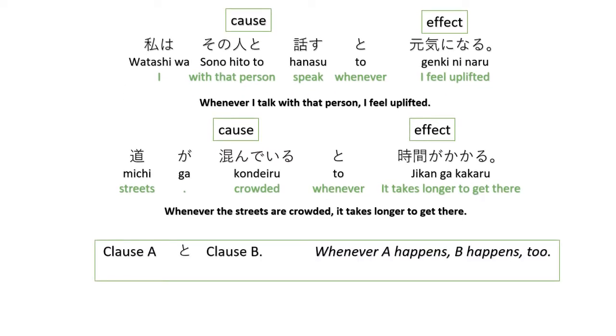So here we have the equation, clause A, to, and clause B. Whenever A happens, B happens too. And in clause A, before to, the verb must be in the short present tense always.